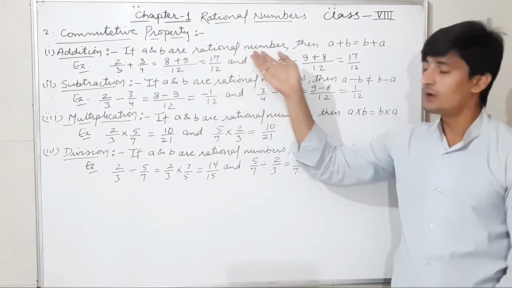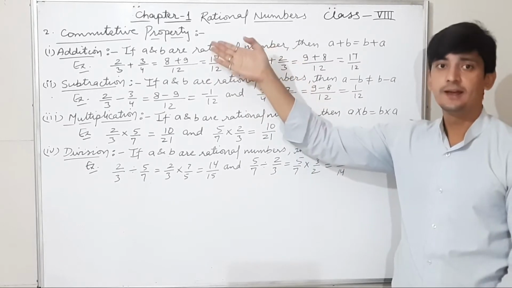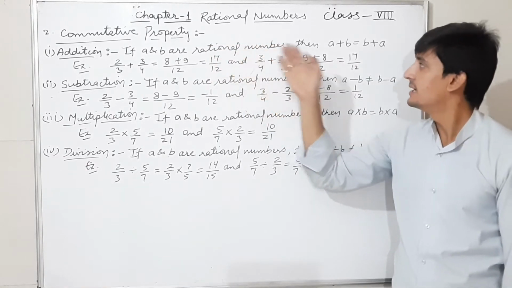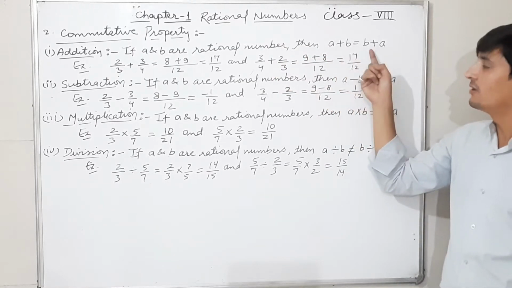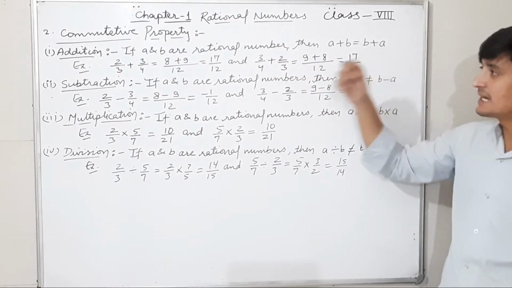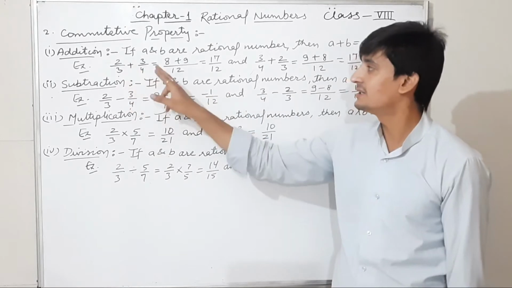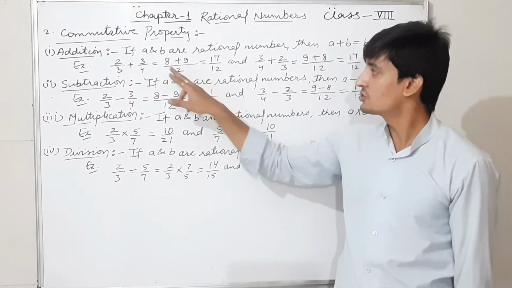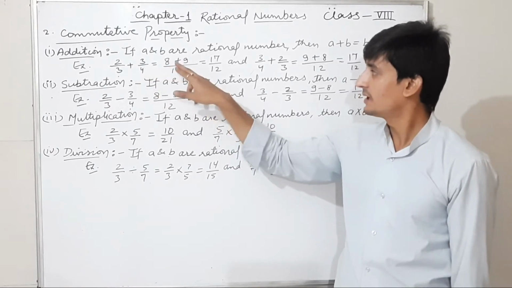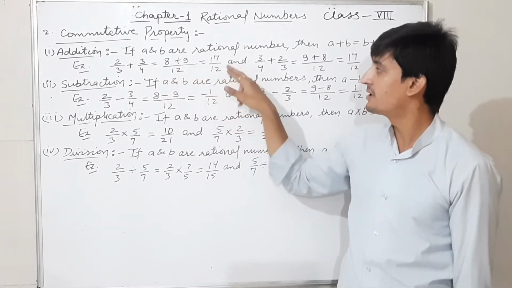If a and b are two rational numbers, then the condition for the commutative property for addition is a plus b will always equal b plus a. For example, we have two rational numbers 2 by 3 and 3 by 4. The LCM of 3 and 4 is 12. On solving, we get 8 plus 9 upon 12, which is 17 upon 12.